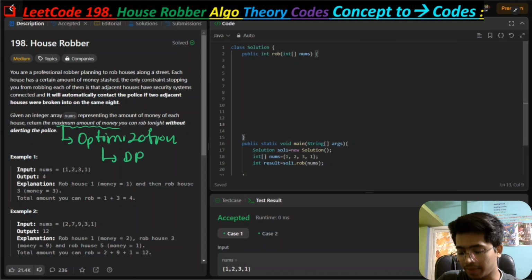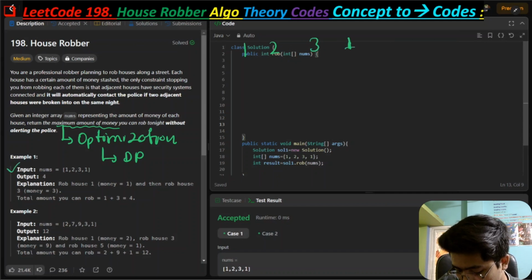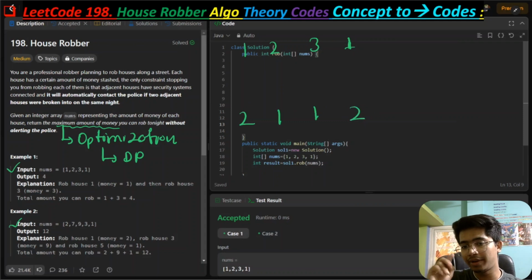So now we will understand the concept. Suppose there are two houses, let's say house number 1 and 2. If there are two houses, we cannot break both because there is a security system. So we take this example, 1 2 3 1, and we take another example, let's say 1 2 2 1, or let's change this example to 2 1 1 2, because these are different cases. So now try to understand.